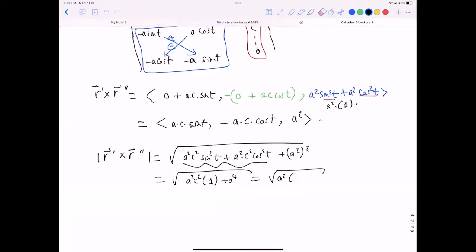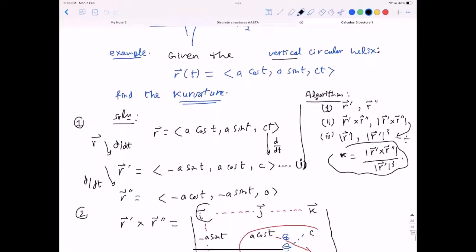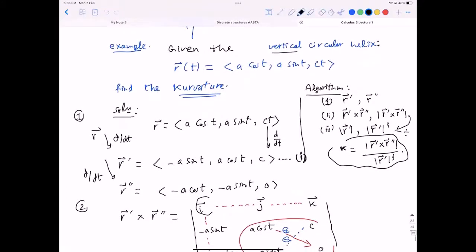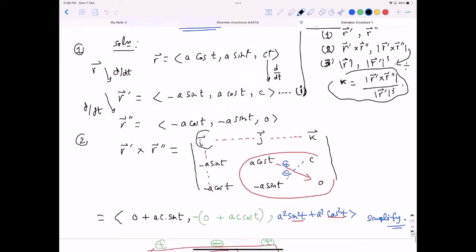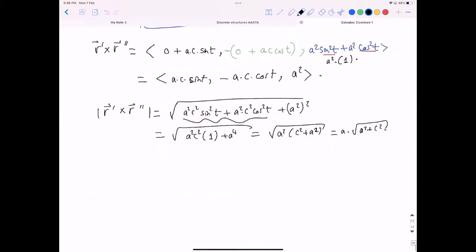Of course, it is commutative, but to show our work clearly, this is A times the square root of A square plus C square. This is the magnitude we need to find. This is the numerator of the formula of curvature. So this is part I, this is part II, we need to number it.